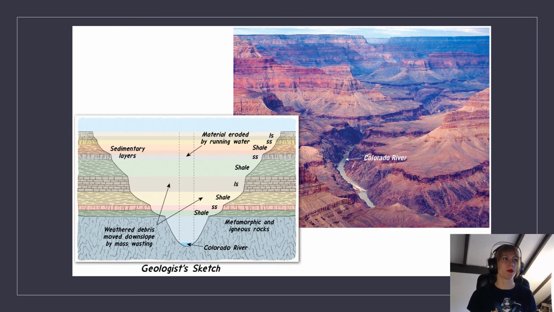So here's an example that we all know. It's the Grand Canyon. This is a wonderful example of, we can see down here that the stream bed itself is actually quite narrow. It's a V. And what has happened is that mass wasting has caused it to actually widen over time.